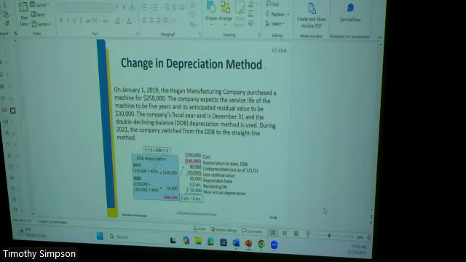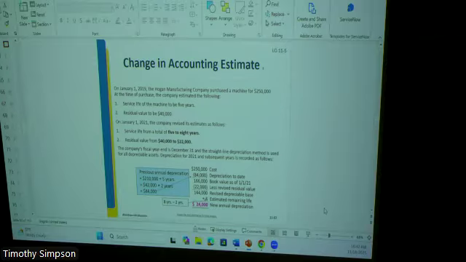All right, so we saw earlier, and let me just go back here a little bit. This is a change in accounting estimate. This is the example, the Hogan Manufacturing Company, where on January 1st, 2019, the company purchased a machine for $250,000. All this information is given, and it's also in the text. Service life is 5 years, residual value 40,000, and I think they're using straight line, so you take cost minus salvage, which is 210, divided by 5, gives you 42,000 a year.